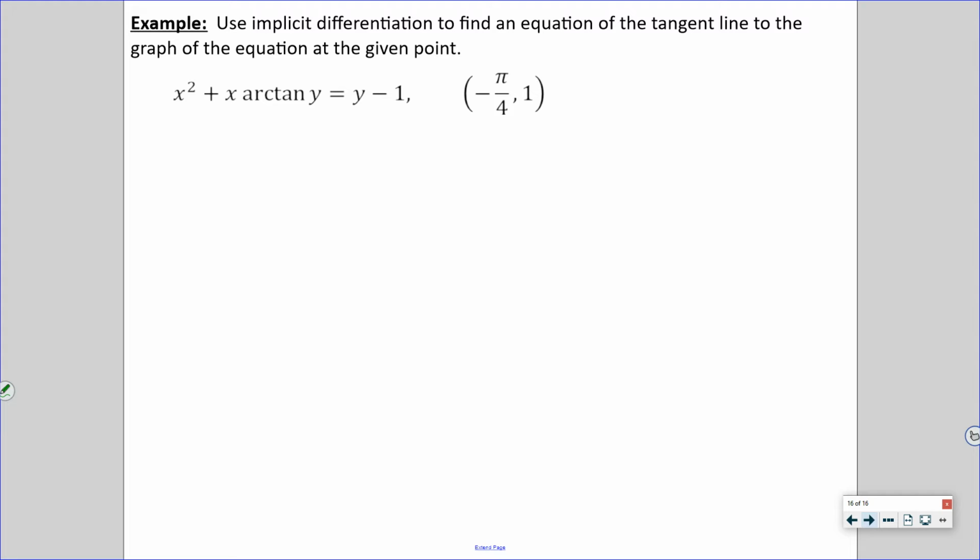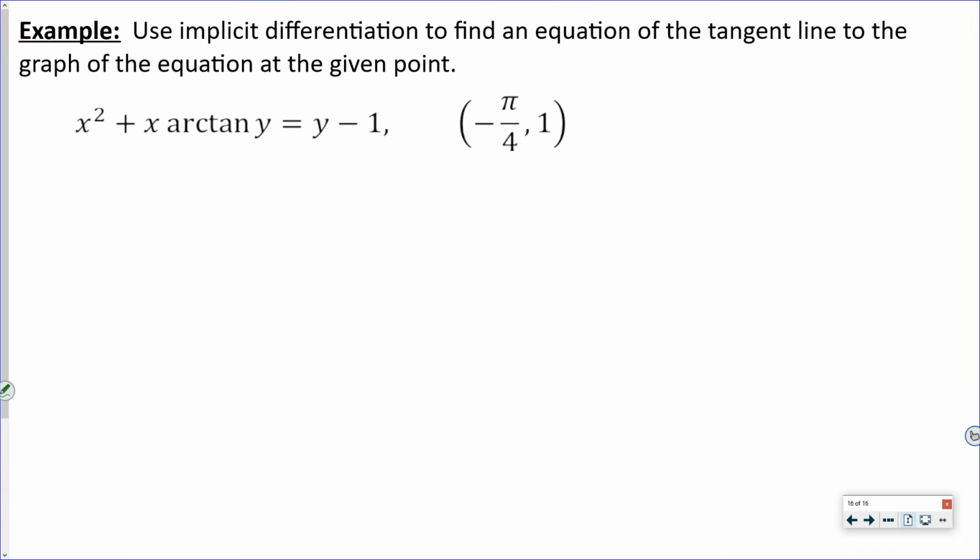Use implicit differentiation to find an equation of the tangent line to the graph of this equation at the point (-π/4, 1). Okay, so just like always when I do these problems, I need to know two things. I need to know the slope of the tangent line, and I need to know the point. And the point's already given to me, which is nice. Sometimes just the x value is given to me, and I would have to plug π/4 into my equation to find the y value, but in this case, both of them are given to me.